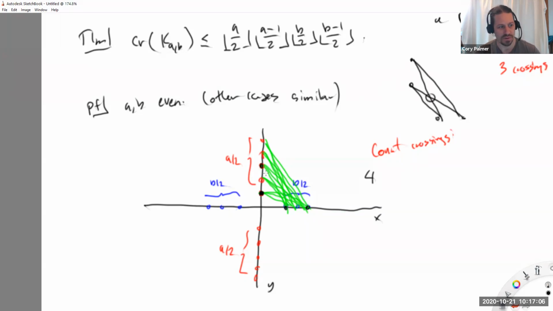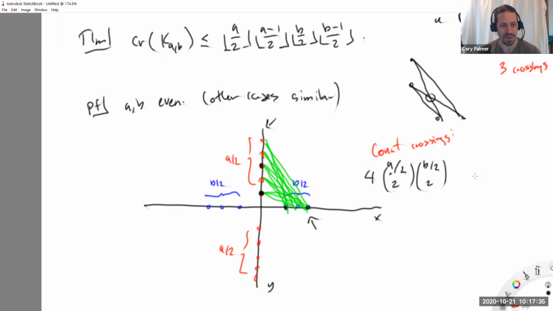So 4 vertices, 2 on the x-axis and 2 on the y-axis, define exactly 1 crossing. Among the ones above the x-axis that are on the y-axis, if I take A over 2 choose 2 of them, and then take B over 2 choose 2 from here, they'll define exactly 1 crossing. They define 4 edges, which can give 1 crossing here.